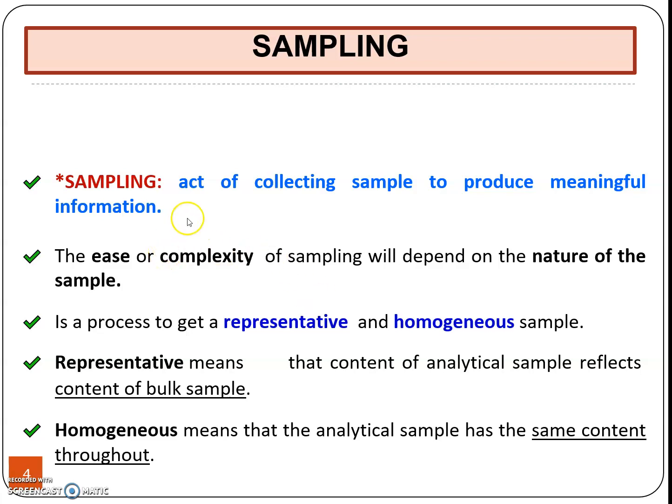For sampling, we have to obtain a sample which is representative and homogeneous. Representative means that the sample will represent the content of the whole sample. Homogeneous means that the sample must have the same content throughout the sample.